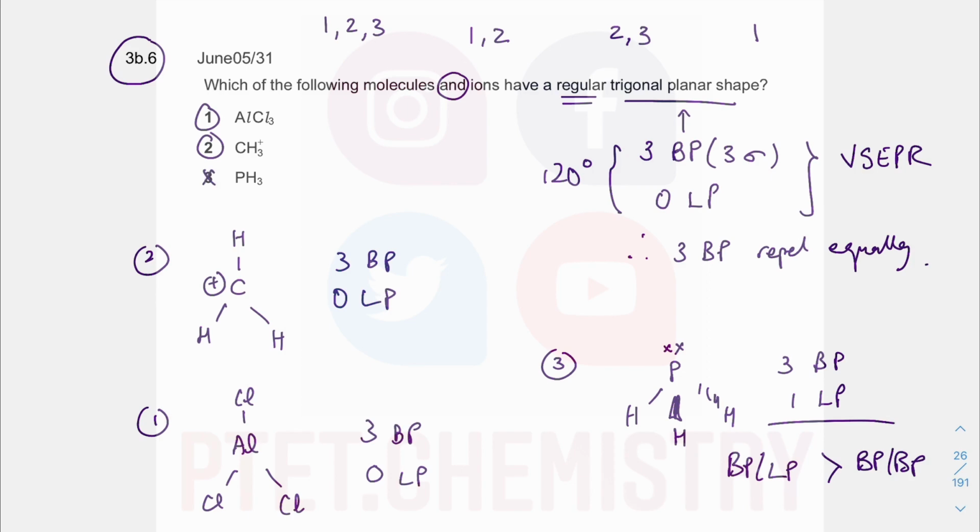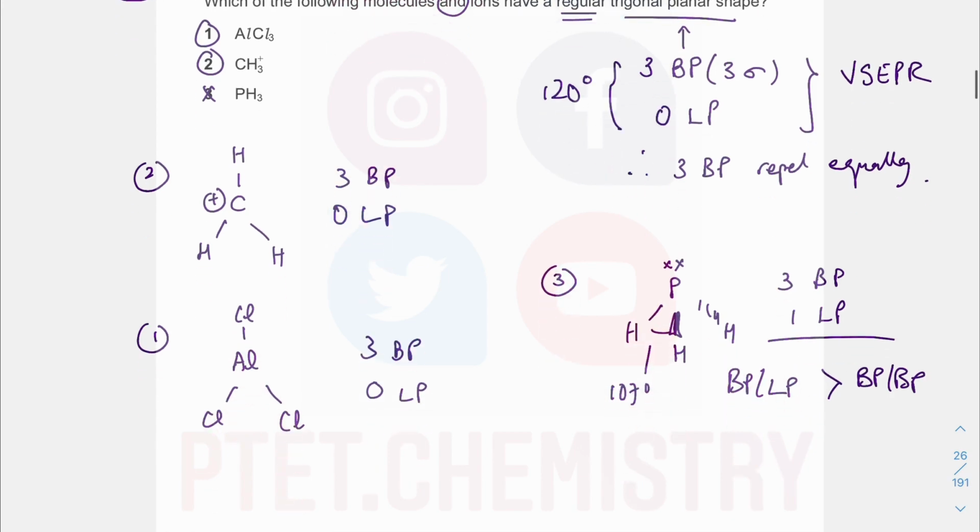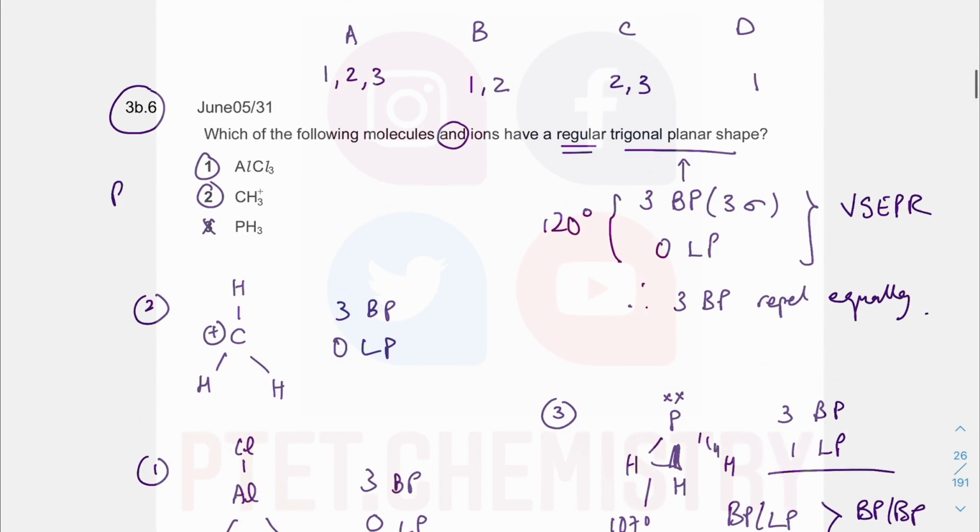So that is going to be 107 degrees, or some students or some teachers or some books like to say 107.5 degrees, and that is not trigonal planar. That is instead trigonal pyramidal, like an umbrella, okay? So only 1 and 2 are correct. That's option B.